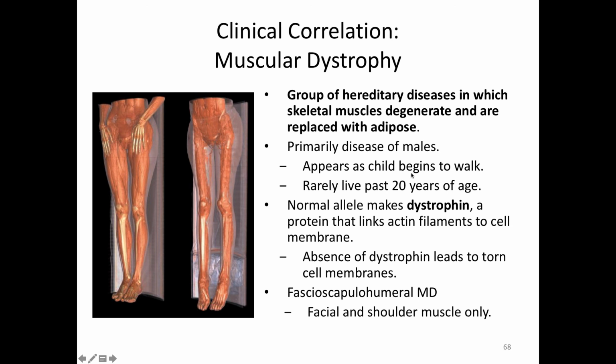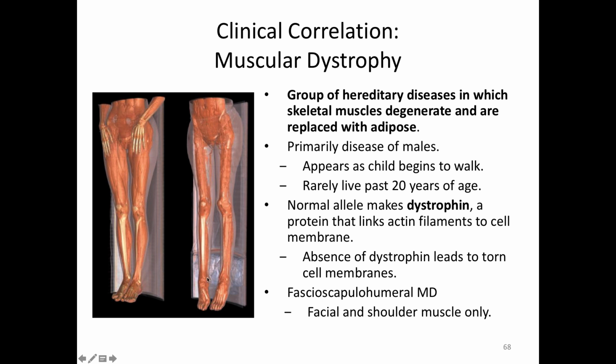So it typically appears as a child begins to walk, and that's because you get skeletal muscles that tear because dystrophin is not linking the sarcolemma to the actin filaments. So when the muscle contracts, there isn't a concomitant constriction of the cell membrane, which means that every time you contract your sarcomere, you're accumulating little micro tears in the skeletal muscle fiber. So over time, you get tissue that atrophies and is replaced with fat.